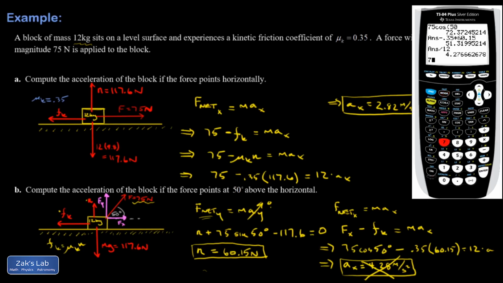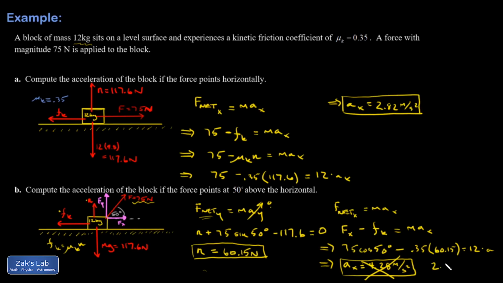So 75 cosine 50 plus enter minus 0.35 times 60.15, divide by 12. And I get 2.26 out of it. All right, so actually a little bit less acceleration.